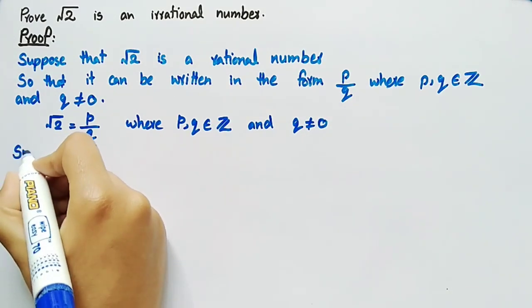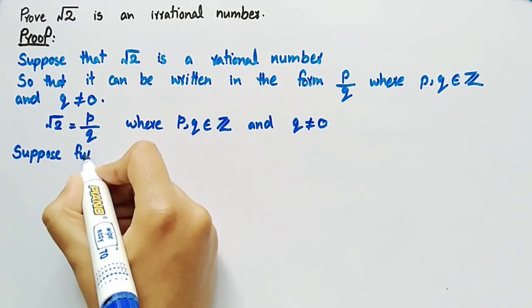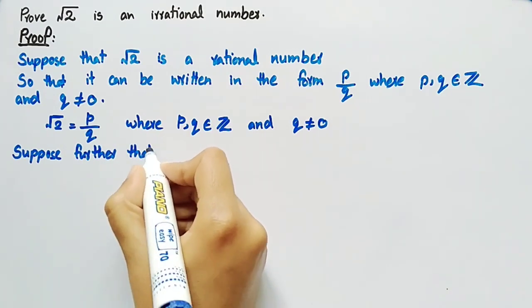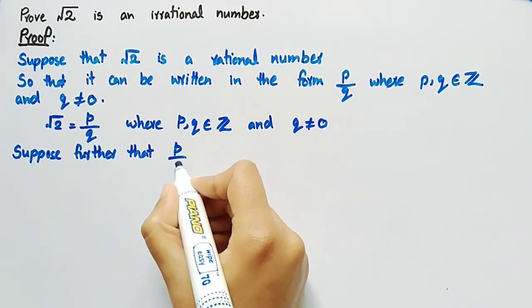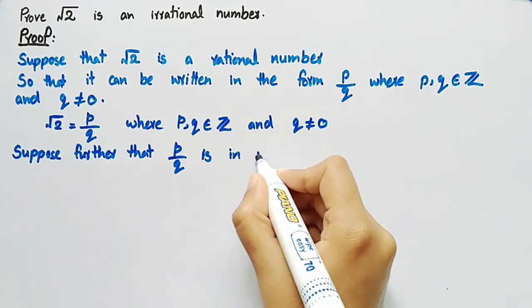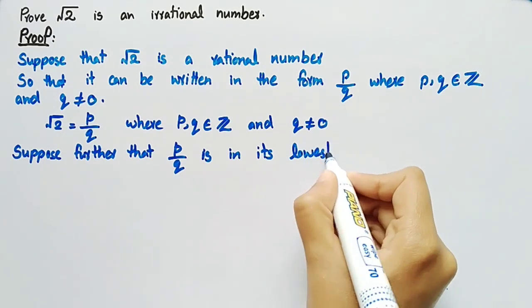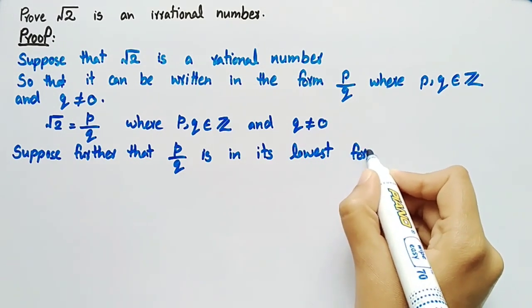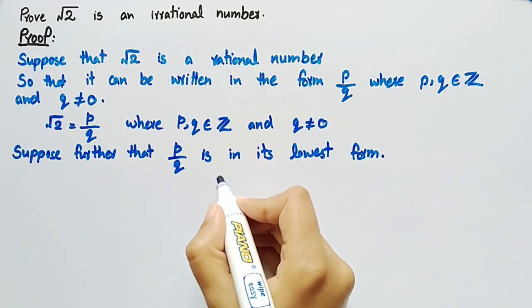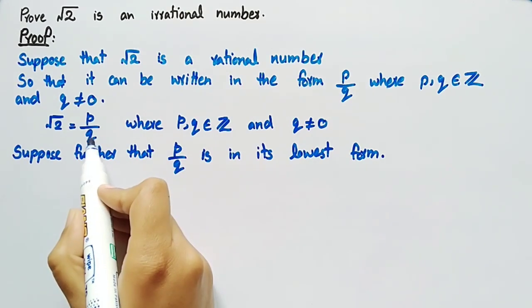Suppose further that P by Q is in its lowest form. It means that we cannot further simplify this fraction. It is in its lowest form.